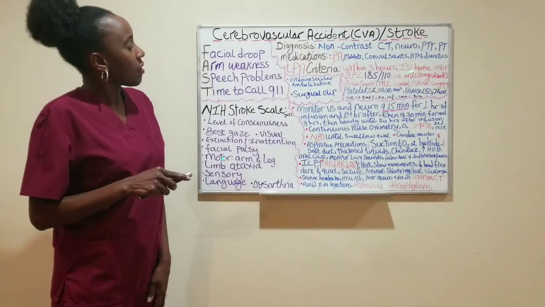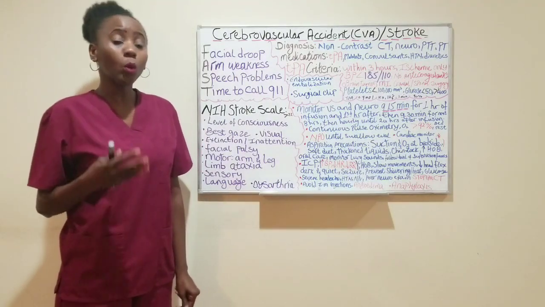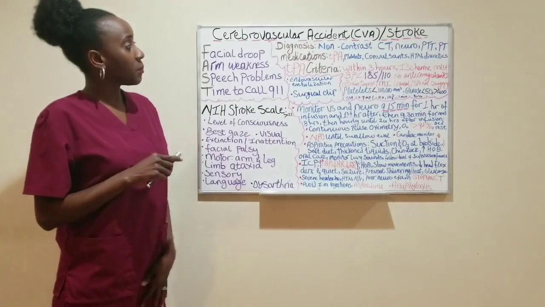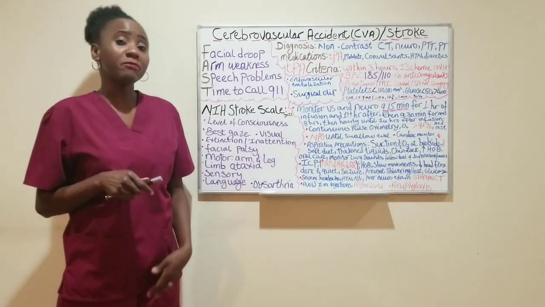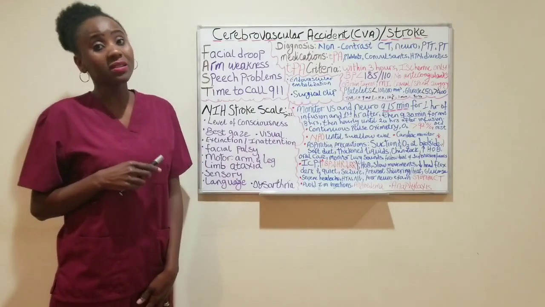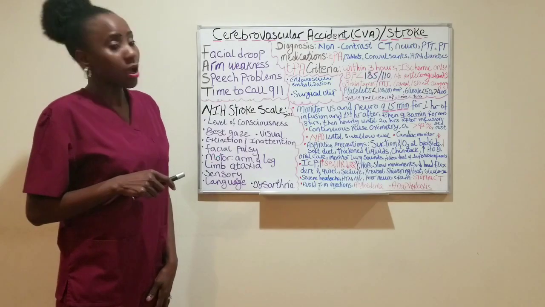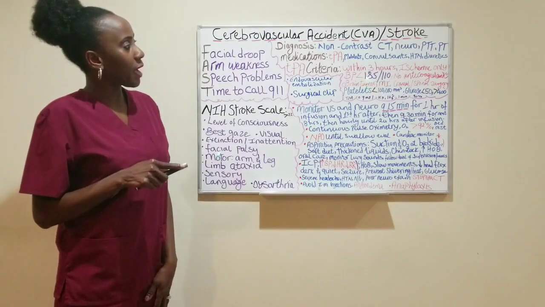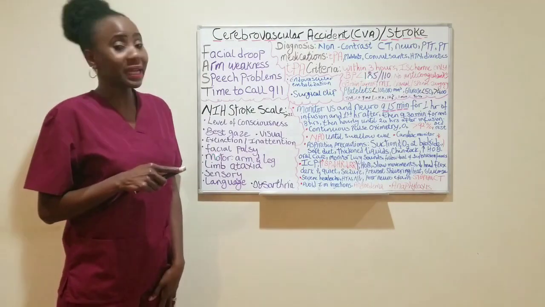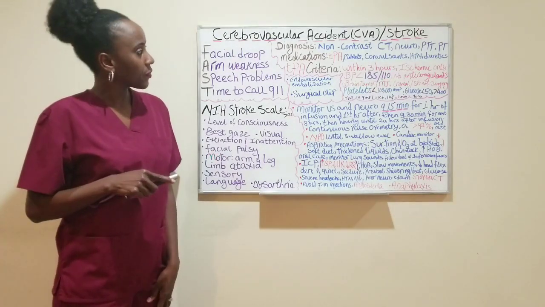Okay, also this TPA is for ischemic strokes only, because like we're saying, one of the side effects of TPA is bleeding, and if a patient is having a hemorrhagic stroke, we don't want to give a medication that can cause bleeding. We have to maintain a blood pressure of 185/110, so the systolic blood pressure has to be below 185 and the diastolic below 110.